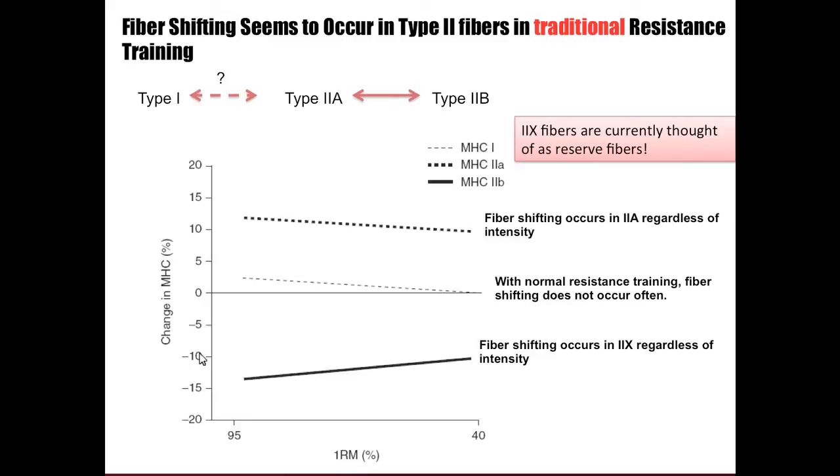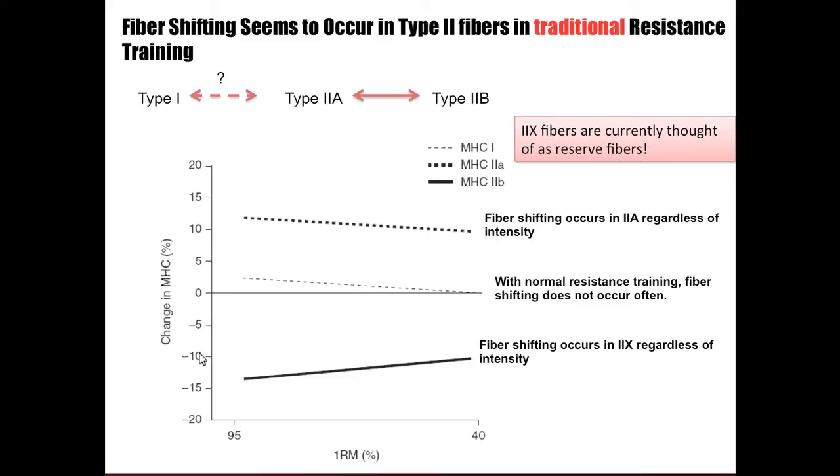Now this is a very difficult graph to understand. What it's showing is that when you train from 40 to 95% of your 1RM, if you look at the thick dotted line above, what you're looking at is essentially type 2A muscle fibers. Okay, if you look at the dark line, that's type 2, really type 2X fibers.